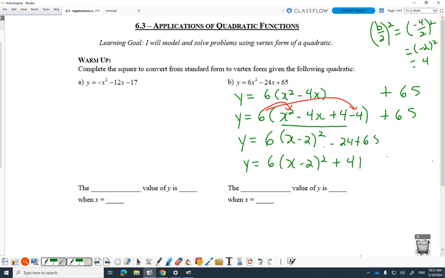Well, this is supposed to be easy after that. The blank value of y is 41 when x equals positive 2. We did good at that changing sign on the test. Only a couple people got stuck a couple times and put the wrong sign there. And is it a max value or is it a min value?